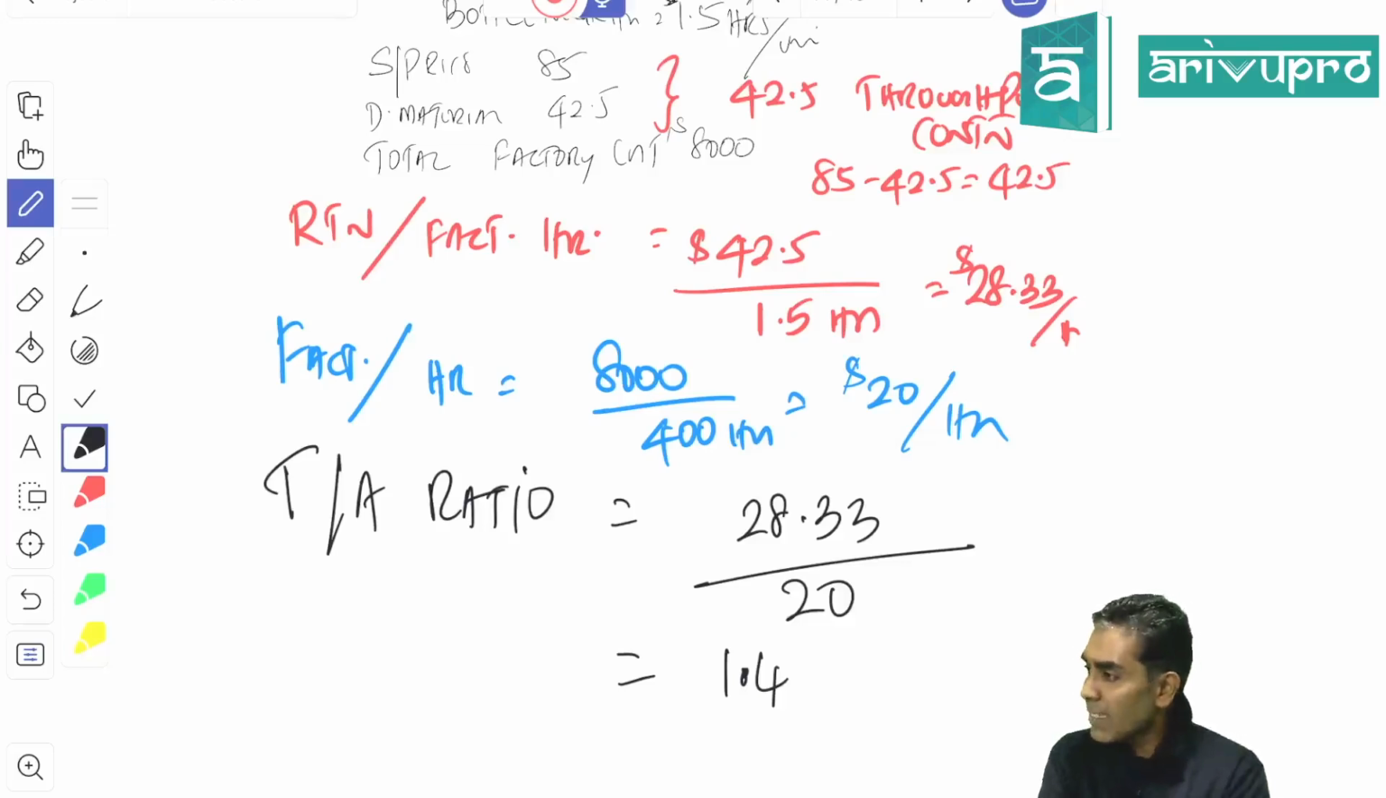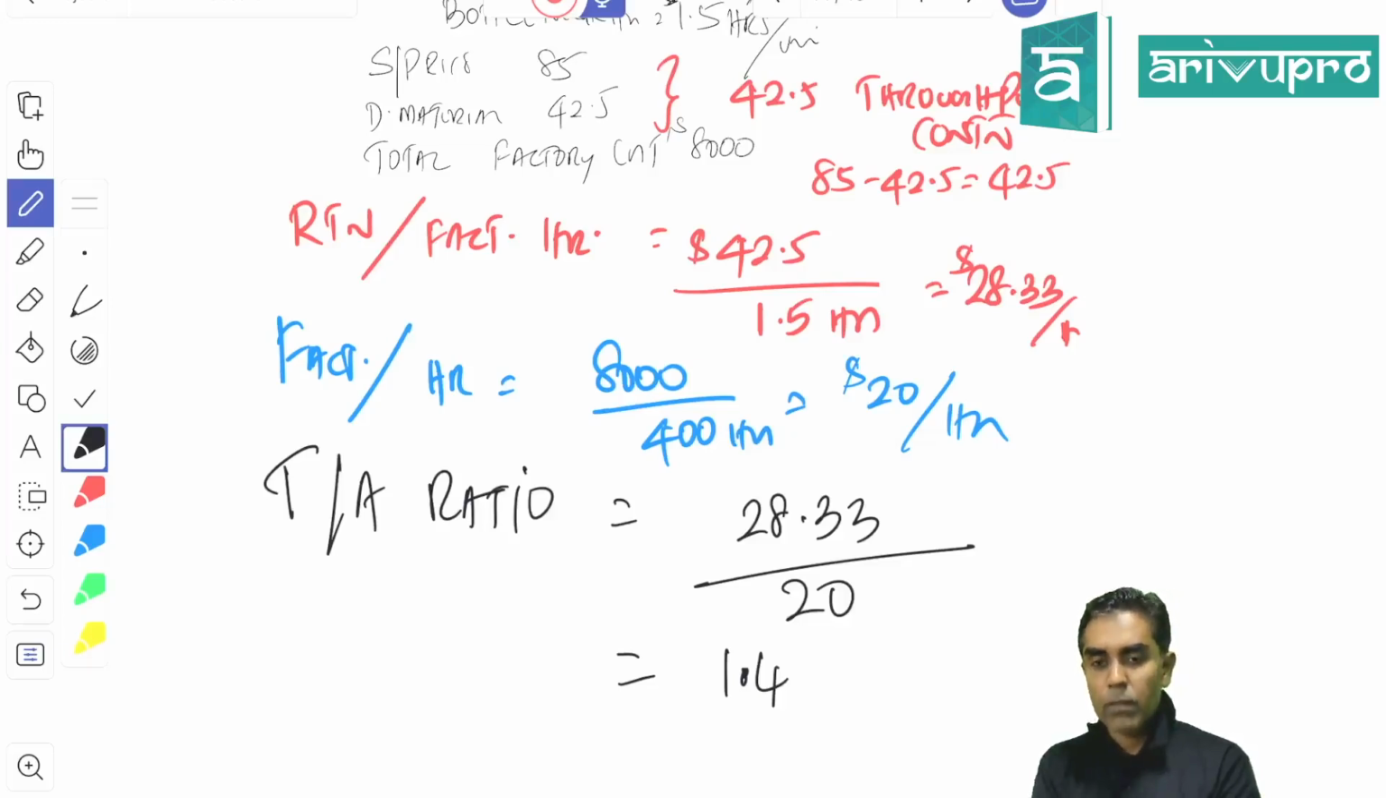Since the product has 1.4 TA ratio. In other words, throughput contribution is more than what? Factory cost. Throughput contribution is more than factory cost. Product will be continued since product has TA ratio of 1.4.